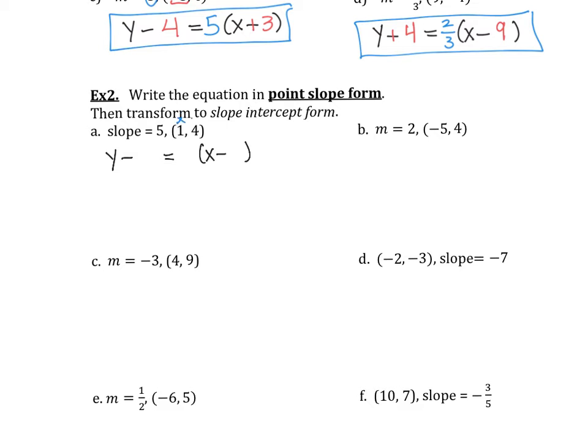Okay, let's see, y minus the y, x minus the x, and then we've got the slope in front of the parentheses. Okay, this is point slope form. And if it only told me to write point slope form, I would stop right there. But they want me to change this to slope intercept form, so I'm going to keep going.